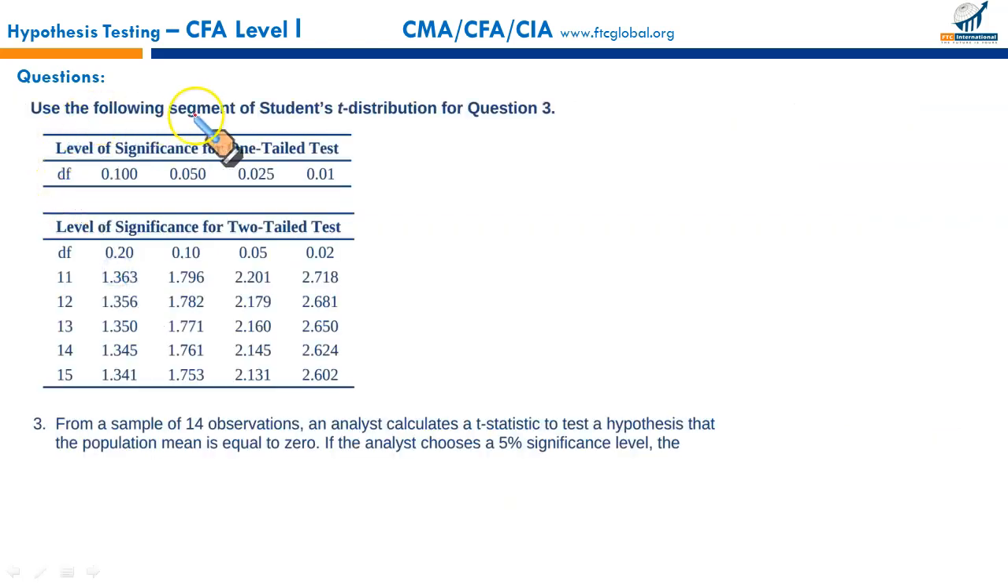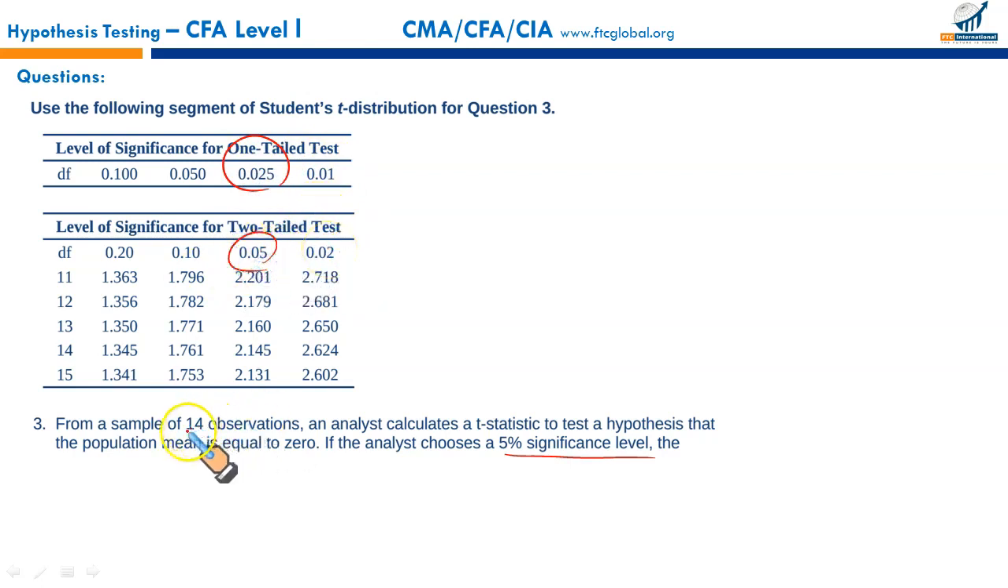Next, question number 3. Use the following segment of Student's t-distribution for question number 3. We have been given the level of significance for one-tailed and two-tailed, and we have been given the degrees of freedom. From a sample size of 14 observations, an analyst calculates a t-statistic to test a hypothesis that the population mean is equal to 0. If the analyst chooses a 5% significance level, in case of a one-tail test it's 2.5, and in case of a two-tail test, it's 5%.